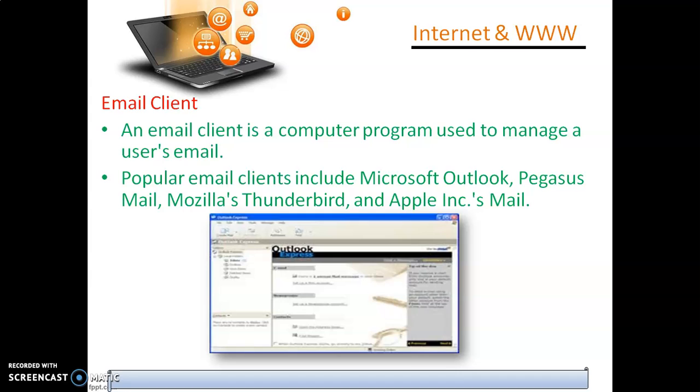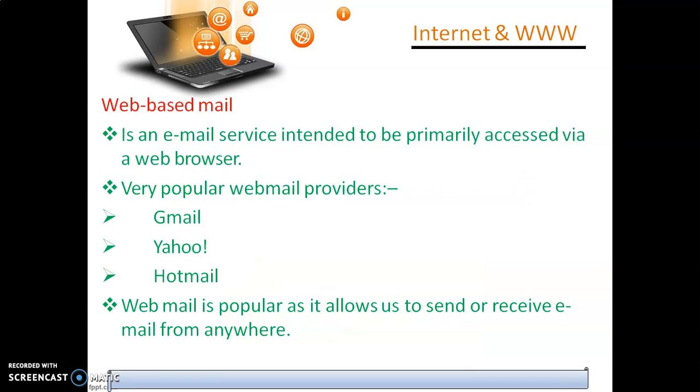Now, what do you mean by an email client? An email client is a computer program that manages a user's email. For example, the Gmail app or Outlook is the best example of it. Popular email clients include Microsoft Outlook, Pegasus, Mozilla's Thunderbird, and Apple Inc.'s Mail, which come by default. Outlook is very popular among different companies using email, because it can collaborate with many mail IDs and serve them.